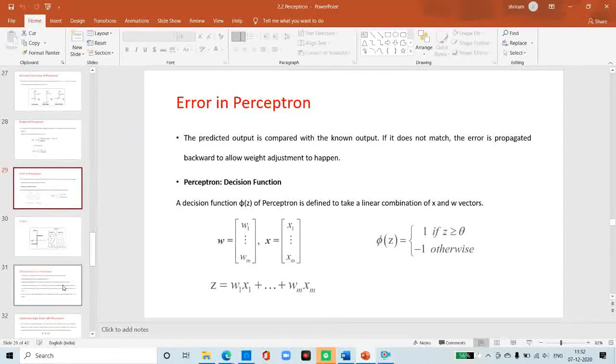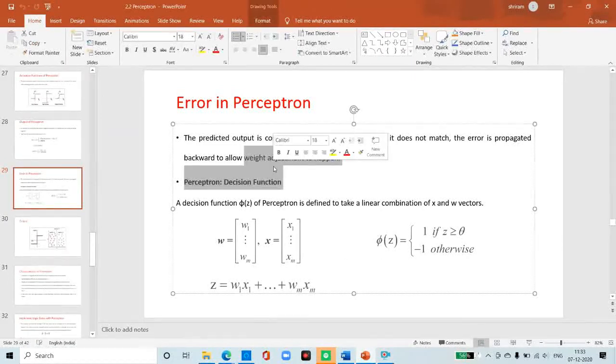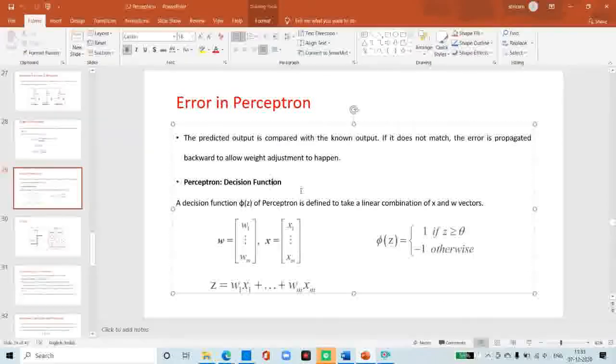So how do we generate the error in this perceptron? The predicted output is compared with the known output. If it does not match, the error is propagated backward to allow a weight adjustment to happen. So in that case, the output that we are getting is compared with the observed output that should come. Okay, if it does not match, it will give an error signal, backward to allow weight adjustment to happen. So if we want our expected output to match the observed output and the final output, what we have to do is adjust the values of the weights. We keep adjusting until the expected output and the observed output come out the same. Okay.